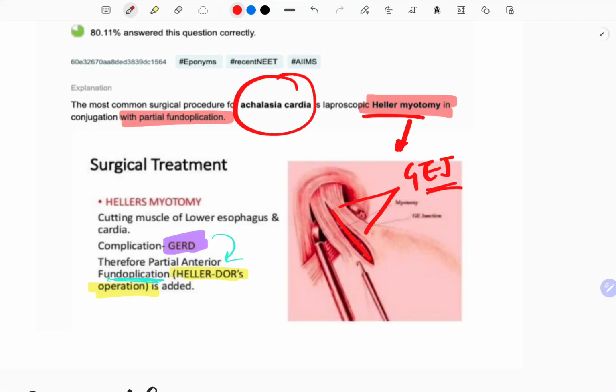But the most important complication of this is GERD. In order to prevent that, we do partial fundoplication, and that is known as the Dor operation. We just move the fundus portion of the stomach around the esophagus so that GERD doesn't happen. So just remember that the treatment of choice is Heller's myotomy with partial fundoplication.